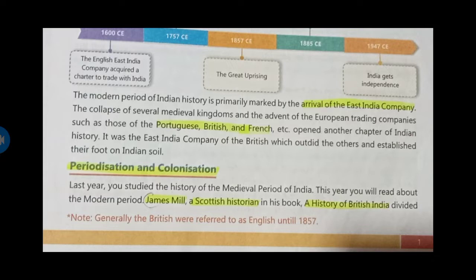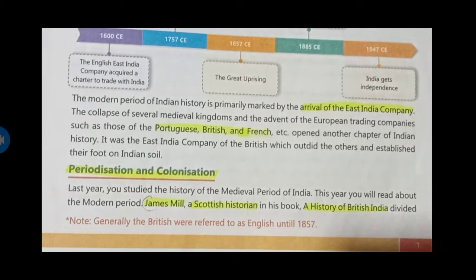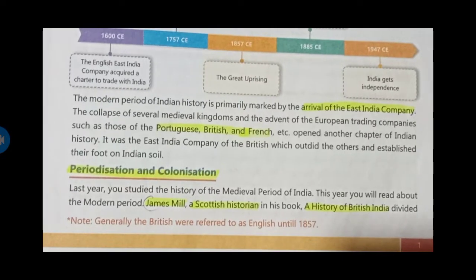So, the modern period of Indian history is primarily marked by the arrival of the East India Company. When the East India Company came to India, that time this period was marked. Then came the collapse of several medieval kingdoms and the arrival of European trading companies like the Portuguese, British, and French. So they came at that time and opened another chapter for Indian history. But it was the East India Company which outdid others and established their foothold on Indian soil.